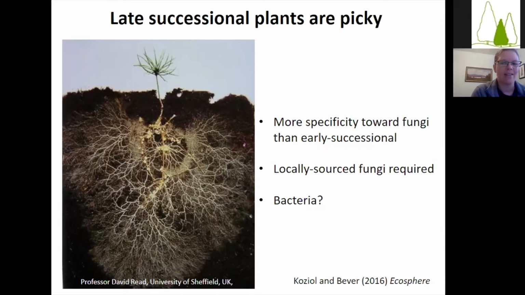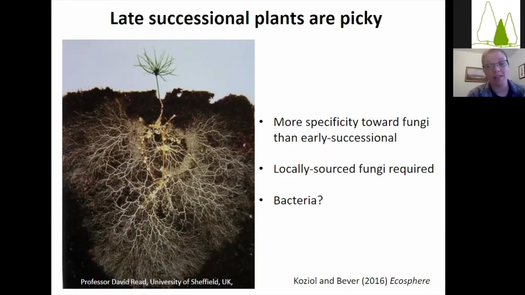You have to get the mycorrhizae from that region. It won't even work if you get mycorrhizae from a different region, but it's the same species. So these locally sourced fungi are really potentially important to getting late successional plants to establish. Early successional plants, it seems like they don't care as much in terms of which fungi they associate with. But these late successional ones won't develop unless they have the right ones.